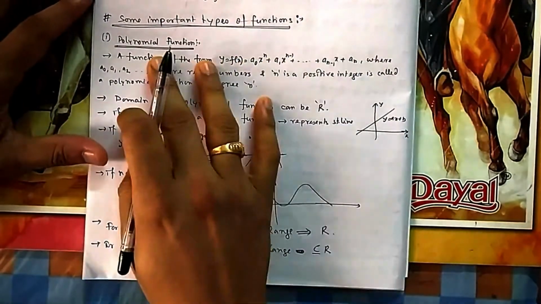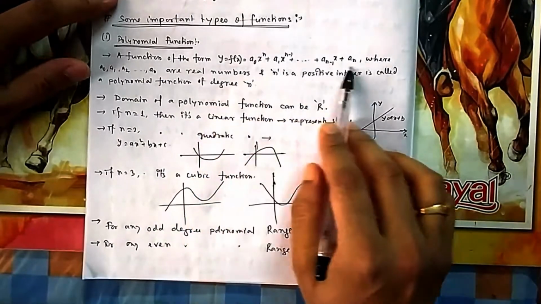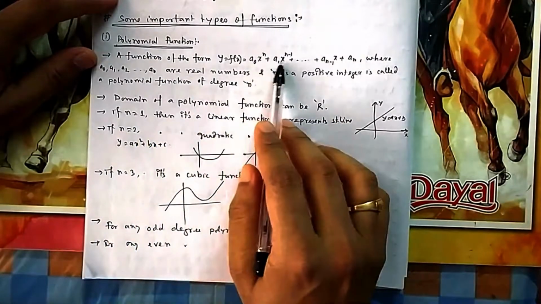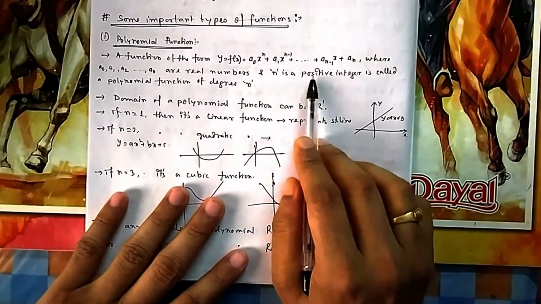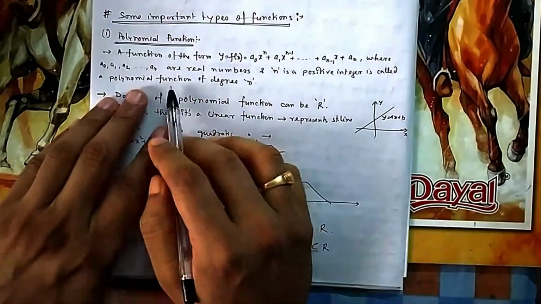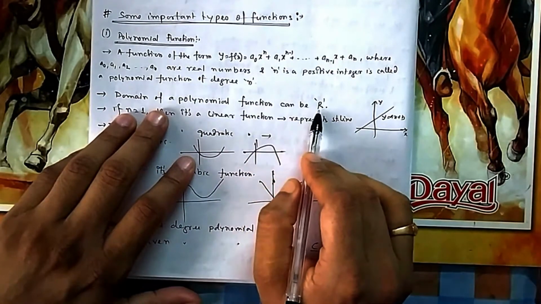So we will start with first, polynomial functions. We have already seen what is a polynomial. A function which is in the form of this, where these coefficients a0, a1 and so on are real numbers and n should be a positive integer, as we have seen in the definition of polynomial. Then it becomes a polynomial function of degree n. So the domain of any polynomial function is always R.